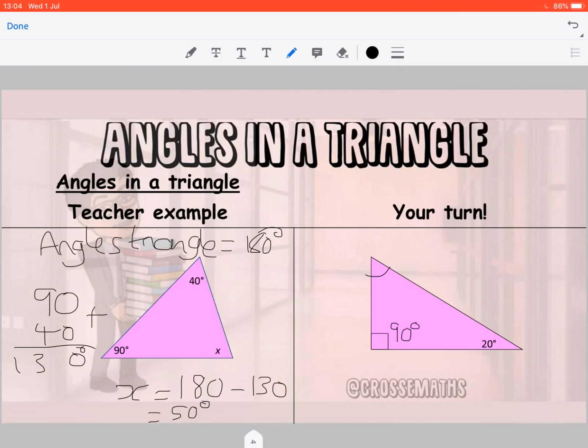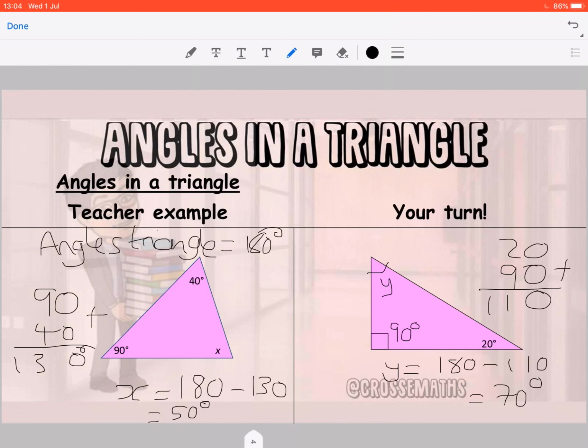So if we want to find that missing angle, I'm going to call that, for the sake of argument, angle Y. I want to find out angle Y. I've got to do 20 plus 90 to find out what my angles add up to. That gives me 110. And then to find out angle Y, I do 180 take away 110, leaves me with 70 degrees for angle Y. So you take away everything that you've got from 180 degrees.